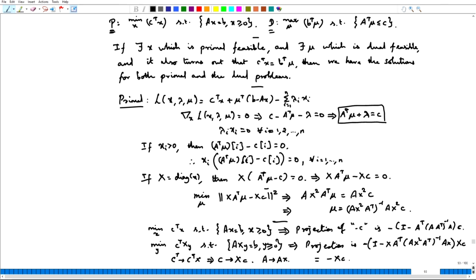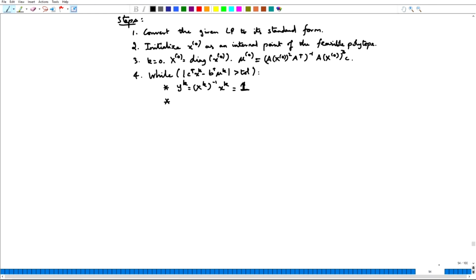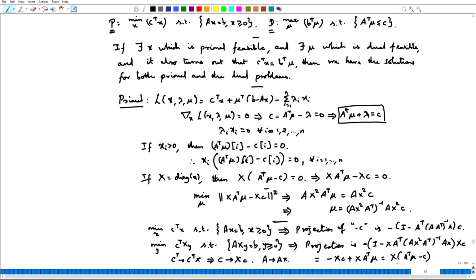Okay, so this is actually minus X C minus, so you can see that this part is mu. So, this plus X A transpose mu. So that is just X into A transpose mu minus c. Okay, so this is what we are going to choose as dk. So that is the reason I did all this. So, your dk is just going to be X k into A transpose mu k minus c. I just copied down this X into A transpose mu minus c.